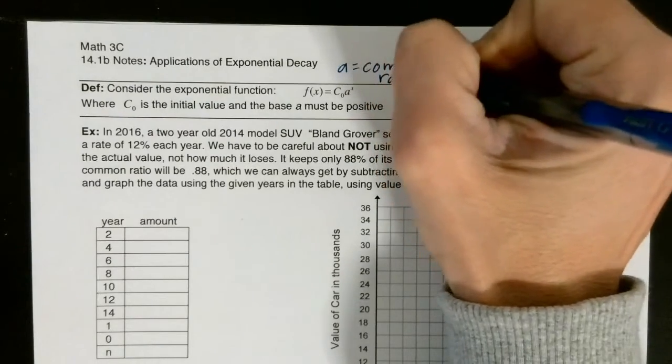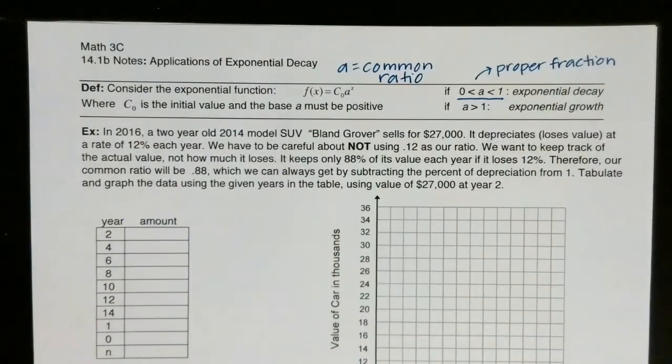Okay, in 2016, a 2-year-old 2004 model SUV, the Bland Grover, sells for $27,000. It appreciates, or depreciates rather, it loses value at a rate of 12% each year.